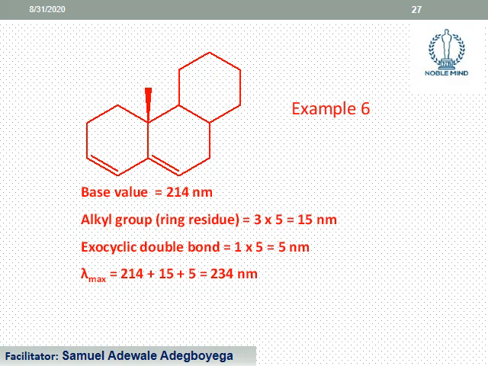So, example 6 as well is just heteroannular diene, and it has 3 ring residues, which has a contributory factor of 15 nanometer, and we have one exocyclic double bond on ring 2, and the maximum wavelength of the structure on example 6 reads 234 nanometer.